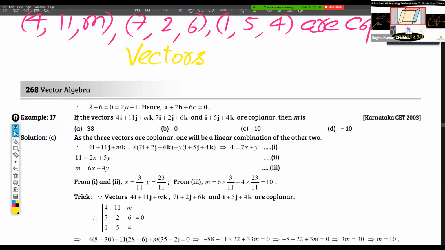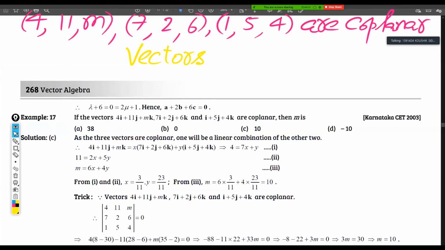If vectors are given, 3 will be given. If points are given, 4 will be given. Understand that, Kaushik? If the points are given, 4 points will be given. If the vectors are given, 3 vectors will be given. If 4 points are given, you have to make those 4 points into 3 vectors. That's what you have to understand. Here, 3 vectors are given.